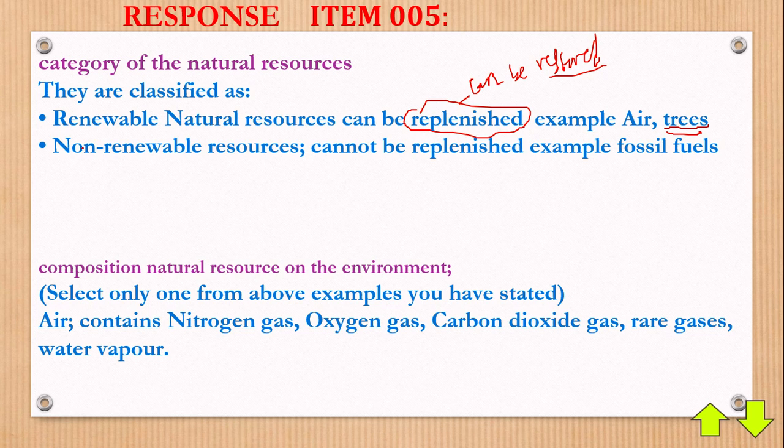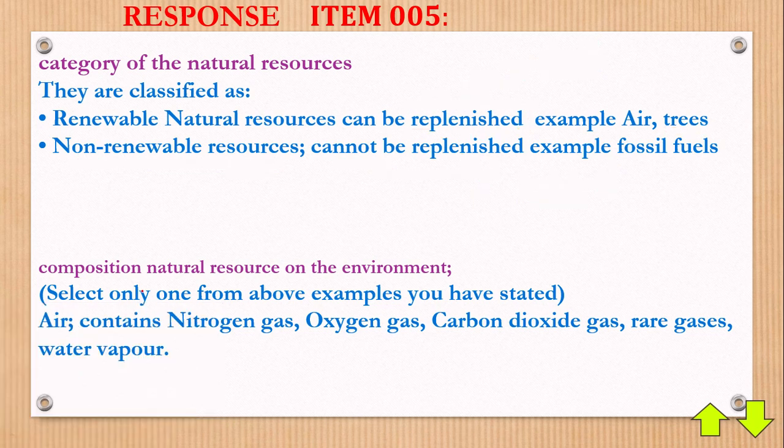Okay. Now next, about the category, we have also the non-renewable resources. That's now a category. Now the reason is that they cannot be replenished, meaning that with these ones here, once they use them, they cannot come back. Example, fossil fuels. Say for example, petrol in your car is part of the fossil fuels. Once you use it, it cannot come back. So it means that these ones can be exhausted.